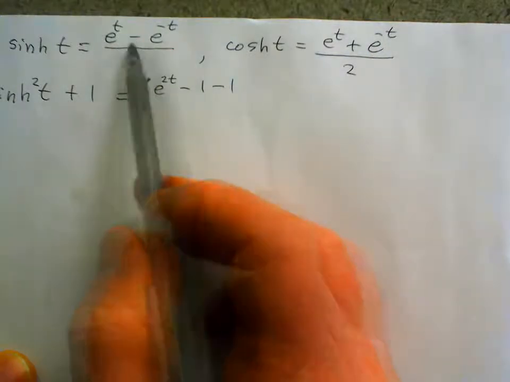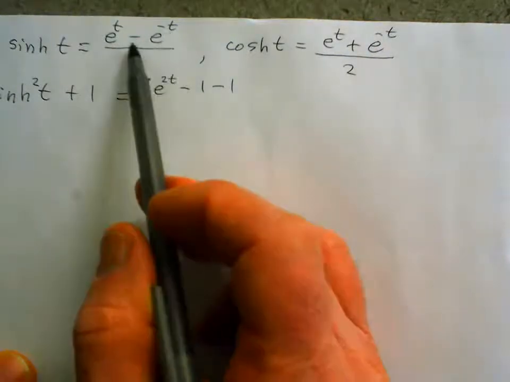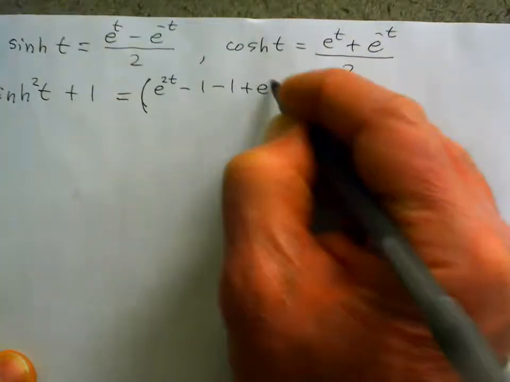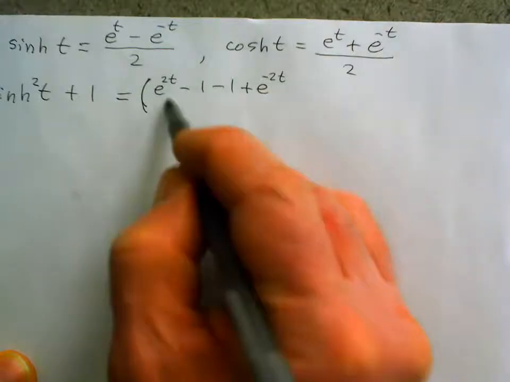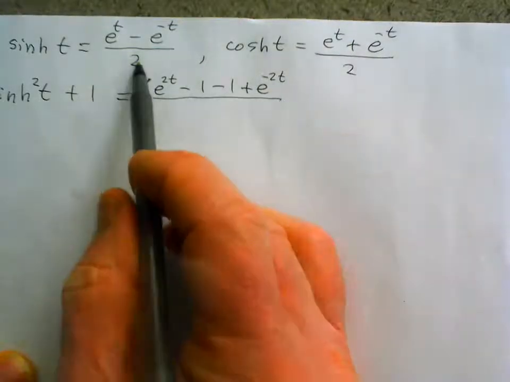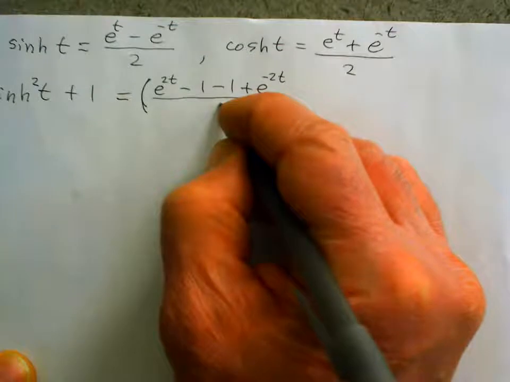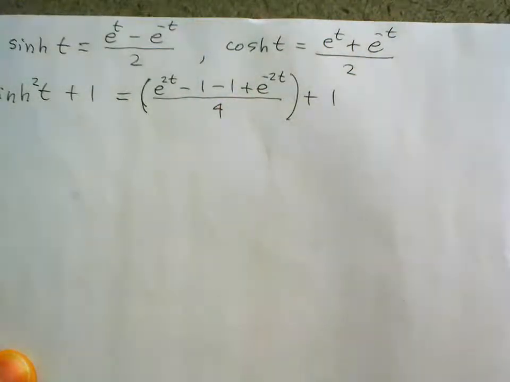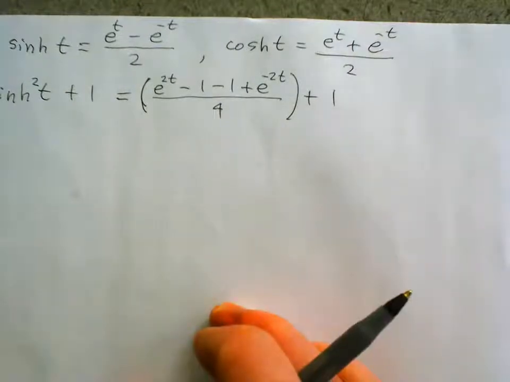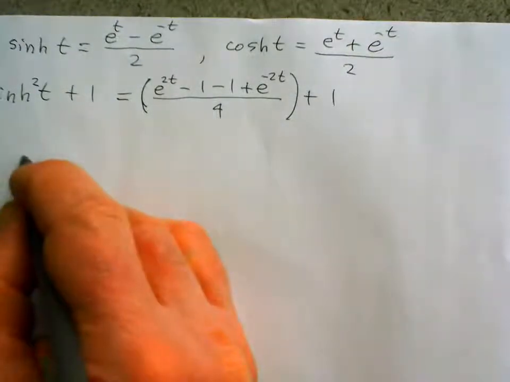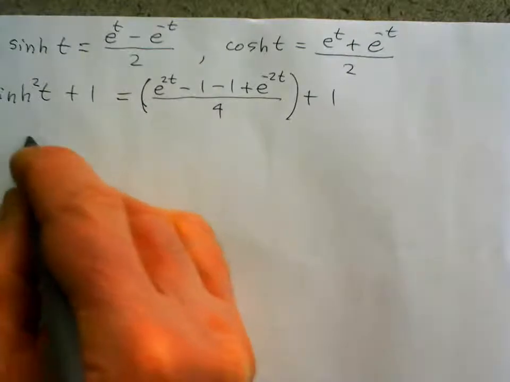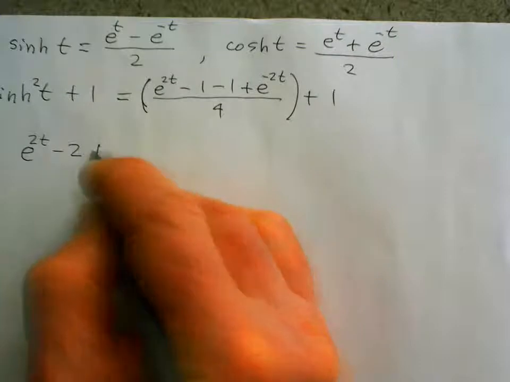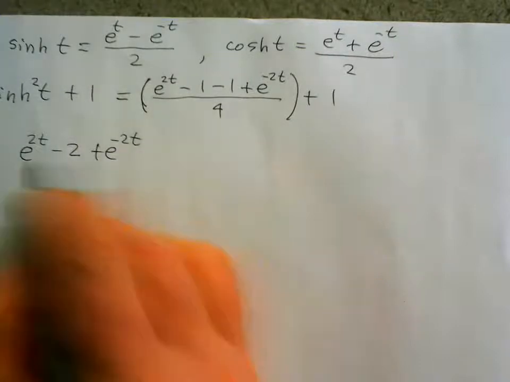And then negative e to the negative t times negative e to the negative t is positive e to the negative 2t. And then we also square the denominator. 2 times 2 squared is 4. And then we're going to add 1. Okay, we'll do a little bit more arithmetic. In the numerator, e to the 2t minus 2 plus e to the negative 2t, all divided by 4.